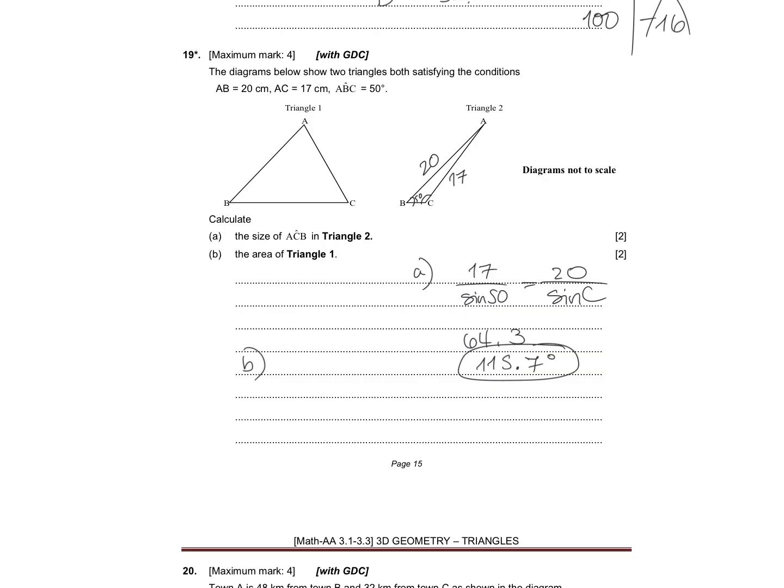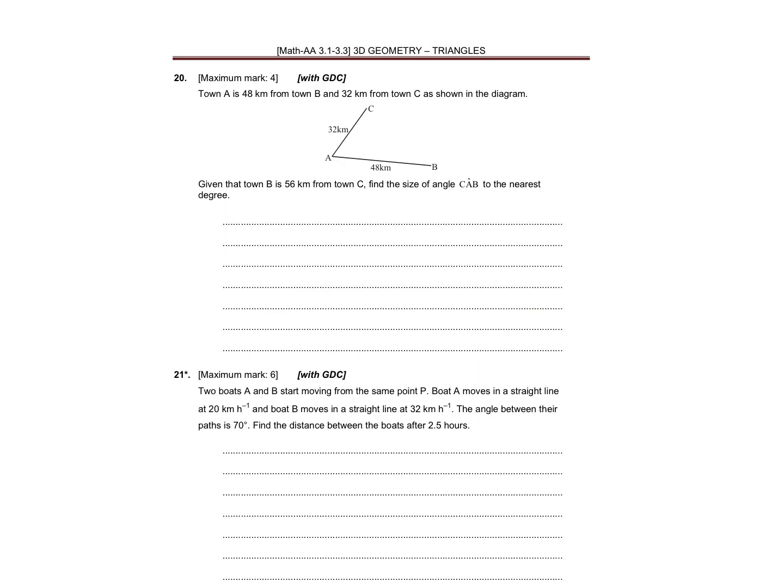And for B, the area, okay, so we've got 20, 17, and this is 50. And we found angle C, that's the 64.3. And we can find the other angle, which is going to be 180 minus 50 minus the 64.3. So that's 65.7 here. And then we need to do 1/2 AB sine 65.7, unrounded, times 17. That ends up being 155 centimeters squared.